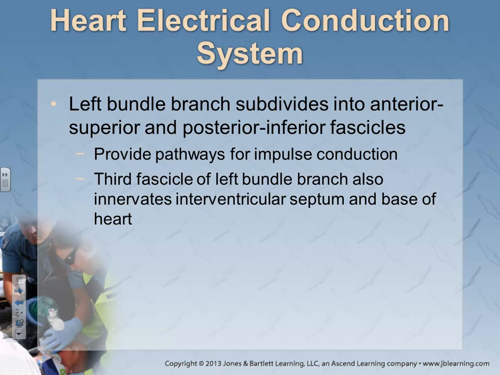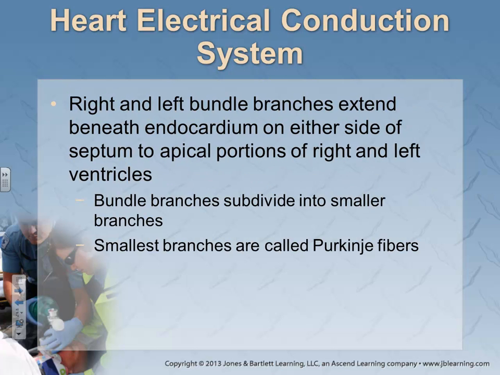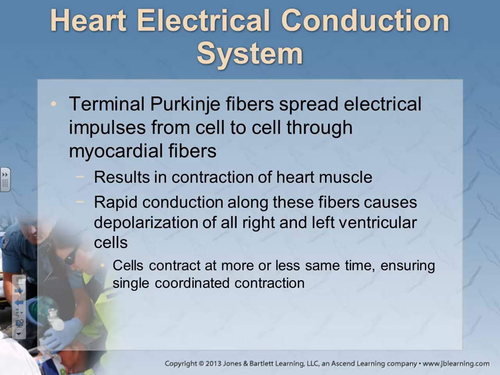Now there's a third fascicle of the left bundle branch that innervates the interventricular septum and the base of the heart. What's the interventricular septum? It's this big area of tissue right here in between the ventricles. Some of your arrhythmias, you may have problems with your septum there. And then the bundle branches subdivide into smaller branches. The smallest ones are called the Purkinje fibers, that just wrap around the heart, right?